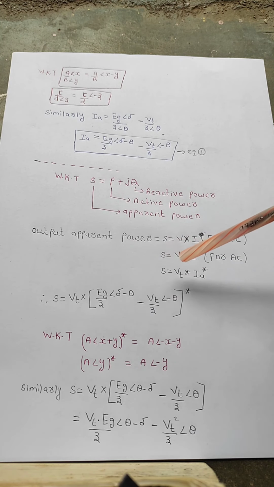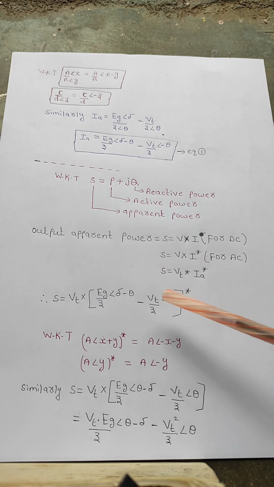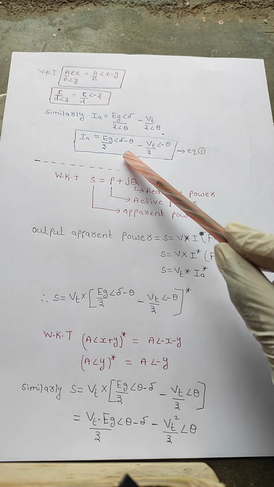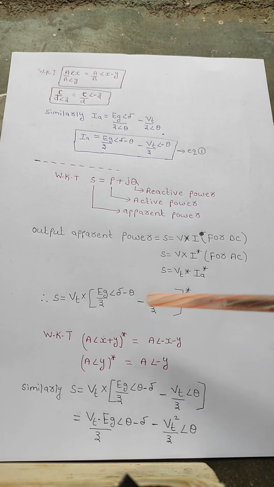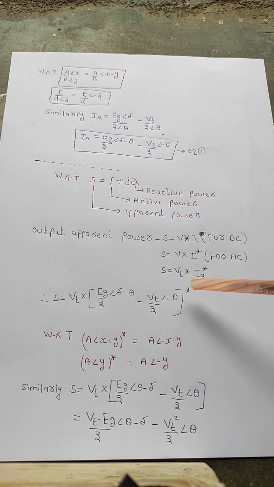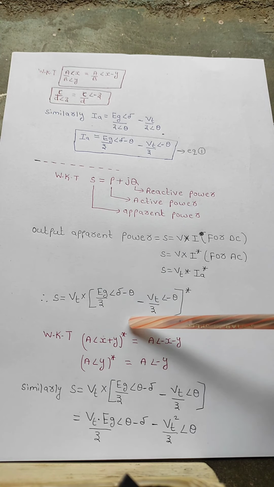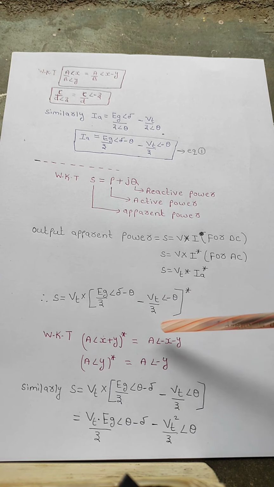So here S equal to V, terminal voltage, into Ia, armature current, complement. So apparent power S equal to Vt into Ia. What is Ia? This I am going to shift here and apply complement to it. What will happen if I apply complement? Suppose angle x plus y, if I apply complement, plus will change to minus, minus will change to plus. So angle x plus y will be changed to angle minus x minus y.